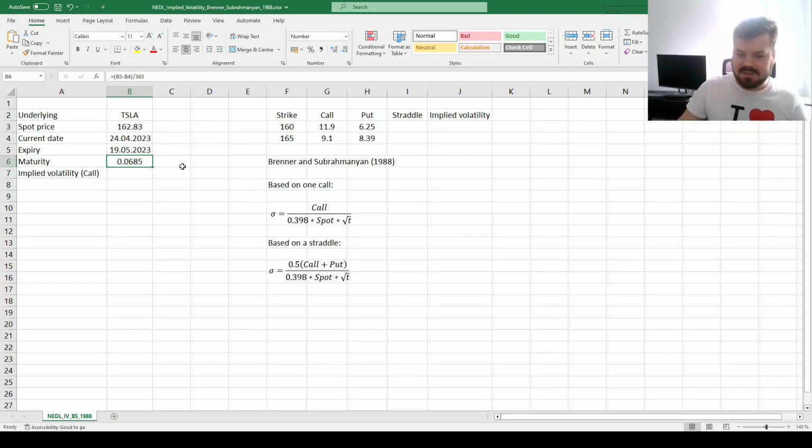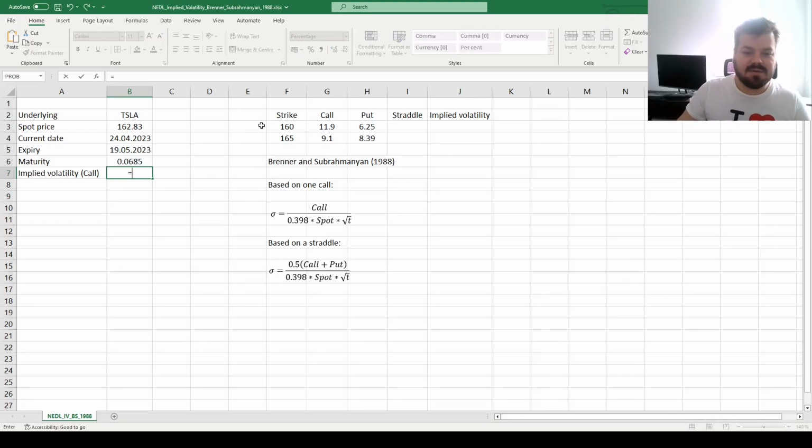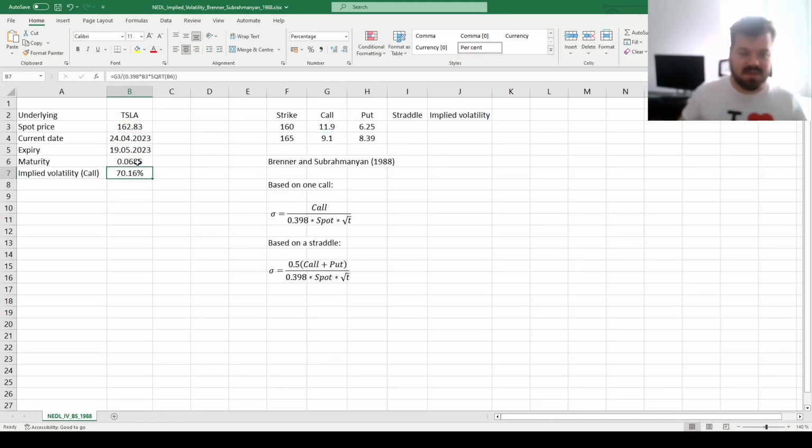And that's all we need to know in terms of calculations to figure out the implied volatility based on the Brenner and Subrahmanyan method. So for the call option, let's say we want 160 strike. So we just divide the call premium by 0.398 times our spot price that's given and the square root of maturity. That gives us an implied volatility of a whopping 70%. Again, Tesla is expected to be quite volatile over the next month, as it turns out, given the option prices.